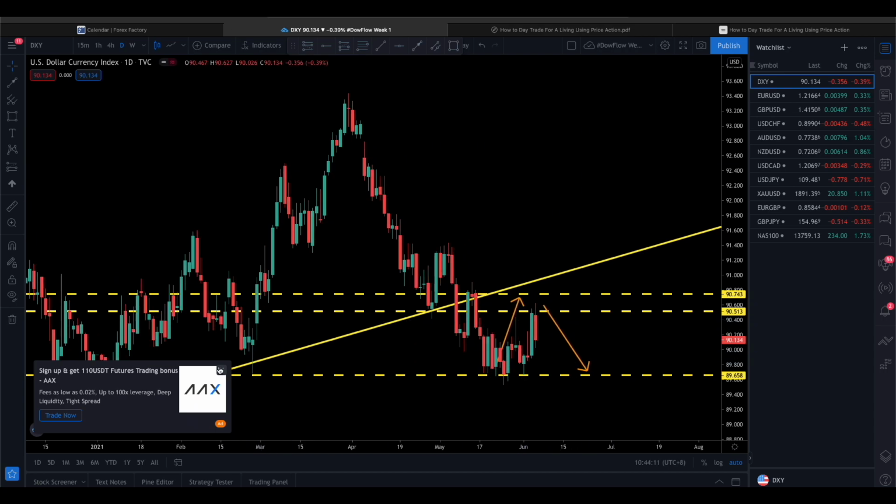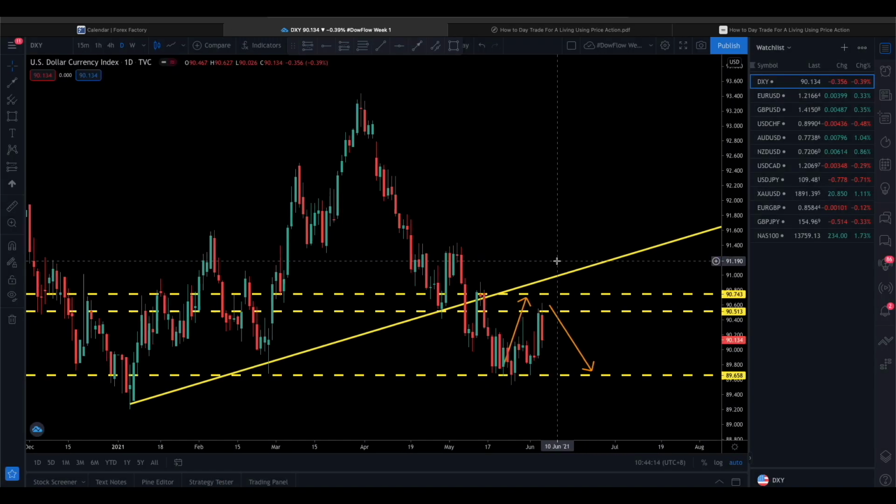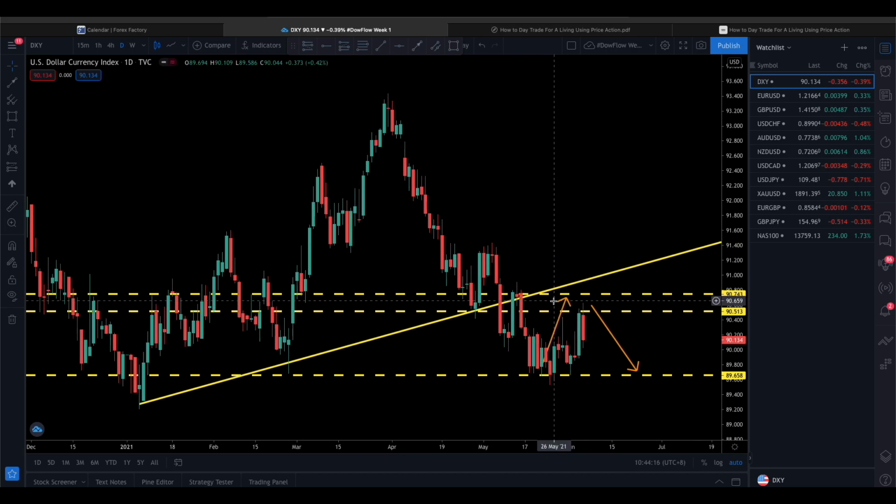Now let's start off with DXY. DXY stands for dollar index. The dollar index represents the strength of USD. So if DXY is dropping, that means the dollar is weakening. And of course, if it's rising, that means the dollar is strengthening.